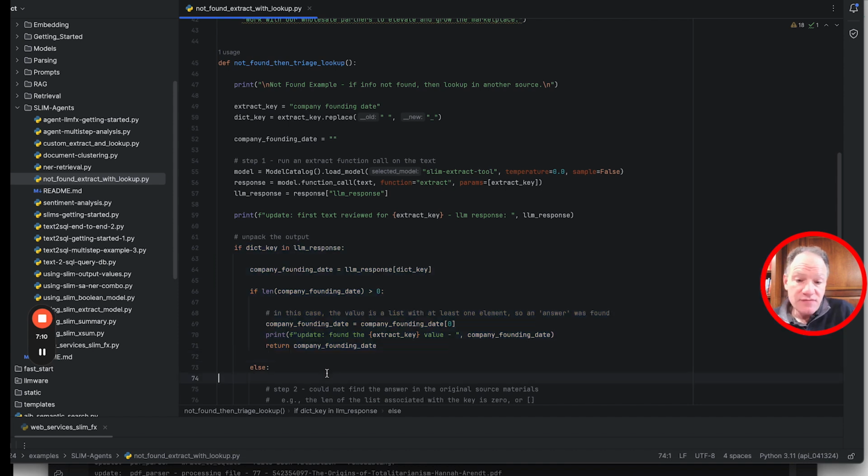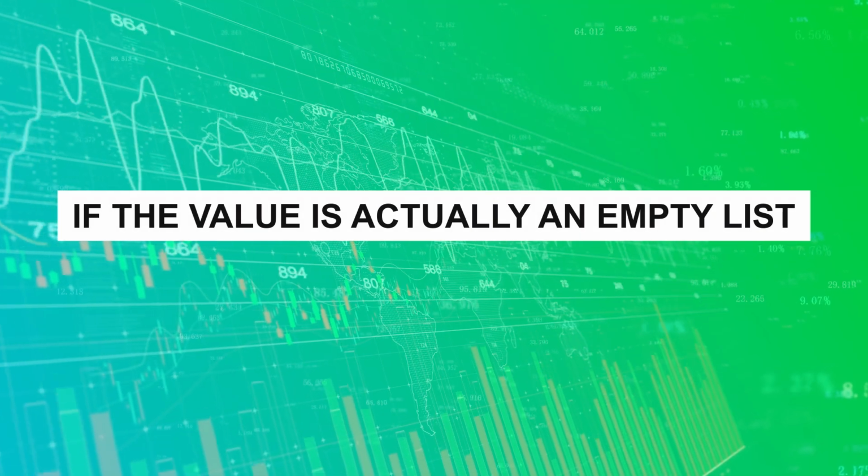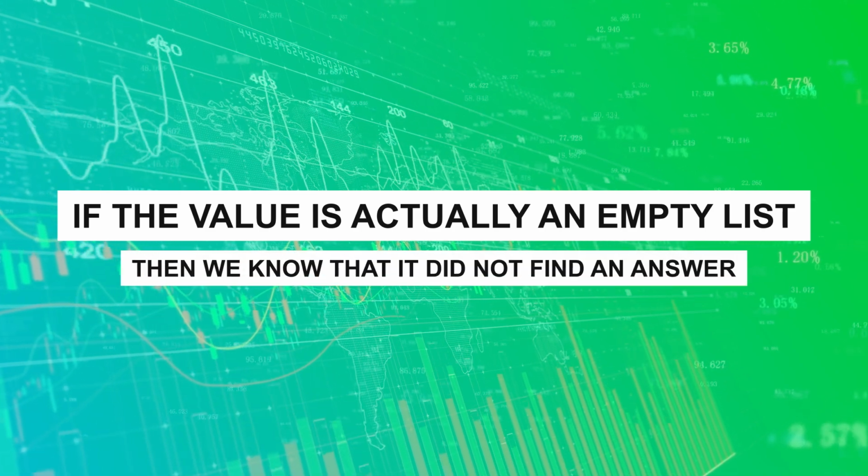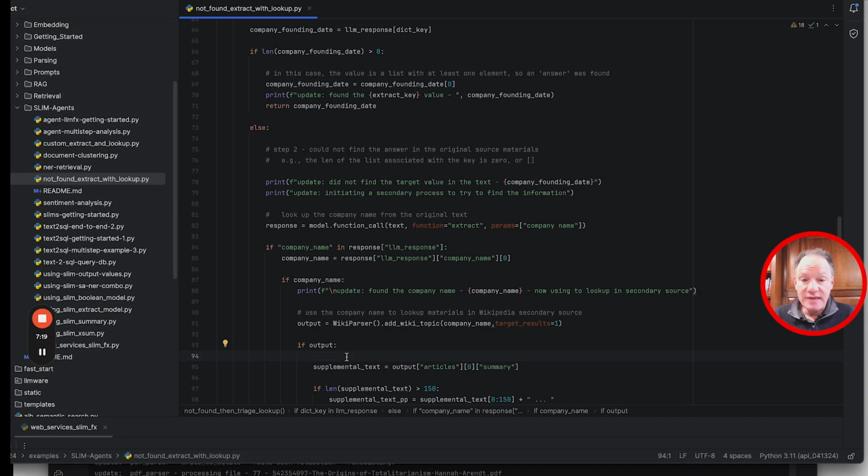So one of the beauties of this is if the value is actually an empty list, then we know that it did not find an answer. In effect, it said, just like what a human being might do, company founding date, two brackets, empty list, nothing was found here. So our code is going to handle that programmatically, pick up that response from the LLM, and assess if that's in fact what we are getting back, that it did not find the company founding date.